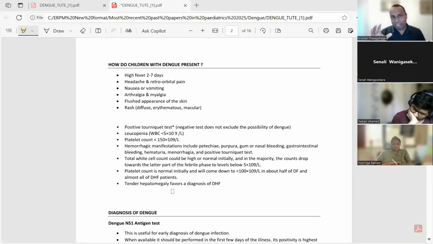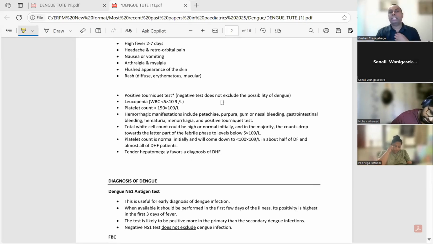I will not remove a single word from this, because anything can be tested in the exam, right? Anything can be tested. They will present with high fever for 2 to 7 days, headache and retroorbital pain, nausea and vomiting, arthralgia, myalgia, and a flushed appearance is possible, and the child might have a rash and a positive tourniquet test. We'll come to that point a little later.